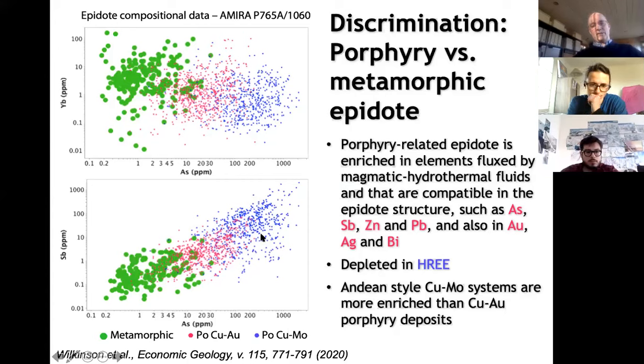And this also shows there's a difference between the epidote compositions that we get in copper gold systems from those that we get in Cordilleran Andean type porphyry copper moly systems, which show a greater enrichment in elements like antimony and arsenic.